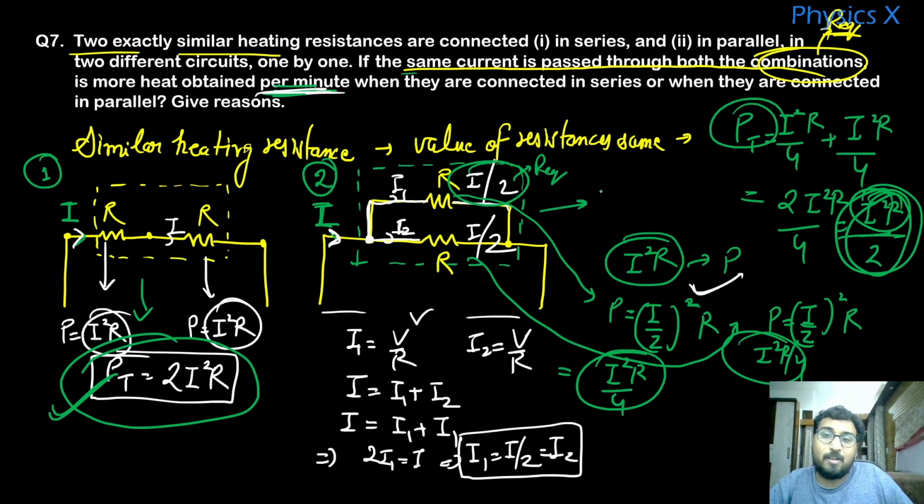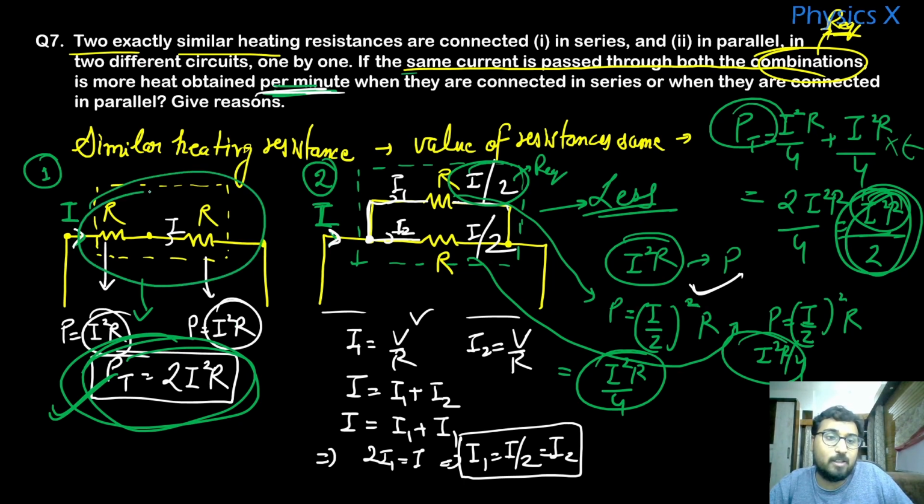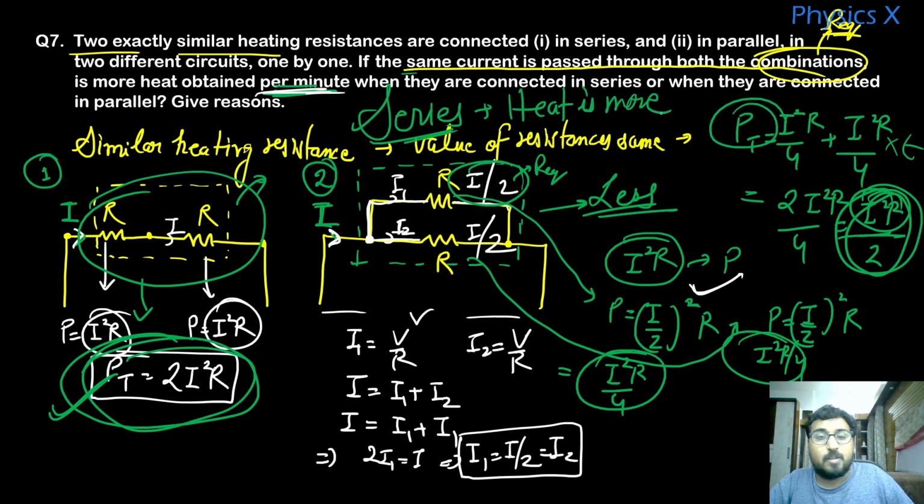So in this case, less power is consumed per minute, and if you multiply by the time, it will be energy only. So you can see that here the power consumed is more. That is why in this combination the energy will be more. So in series, the heat will be more because of the simple reason that the current in both these resistances in the series combination is the same, and it is the I value.